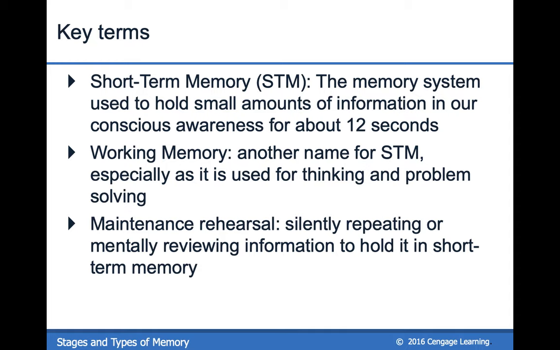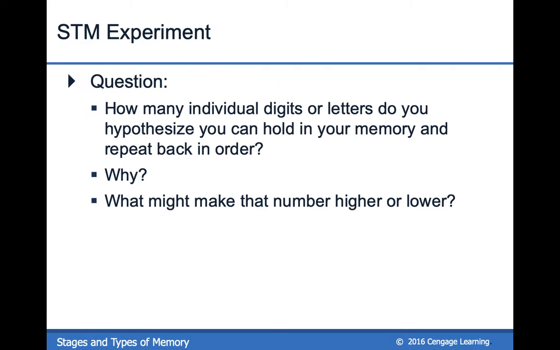And one of the main ways that we hold on to information in our short-term memory system is what we call maintenance rehearsal. That's silently repeating or mentally reviewing information to hold on to it in our short-term memory.